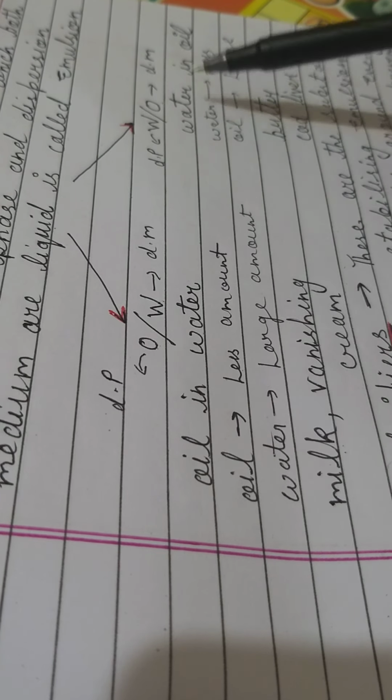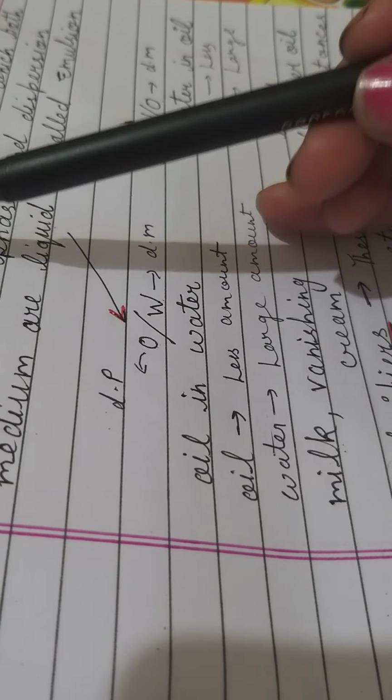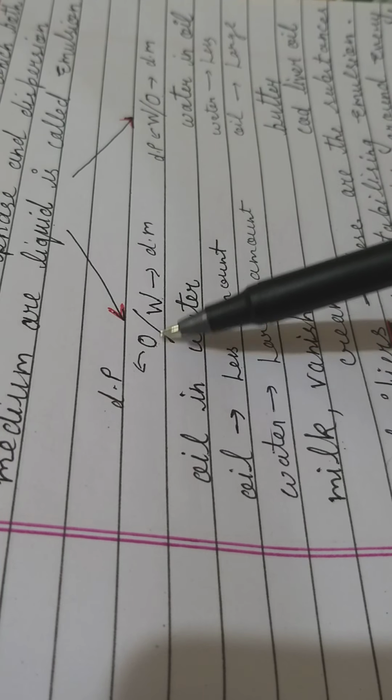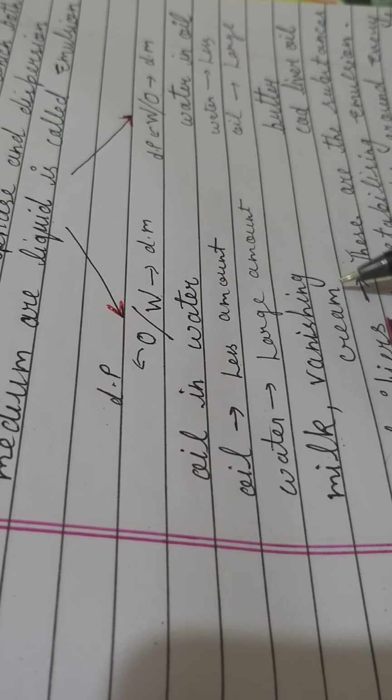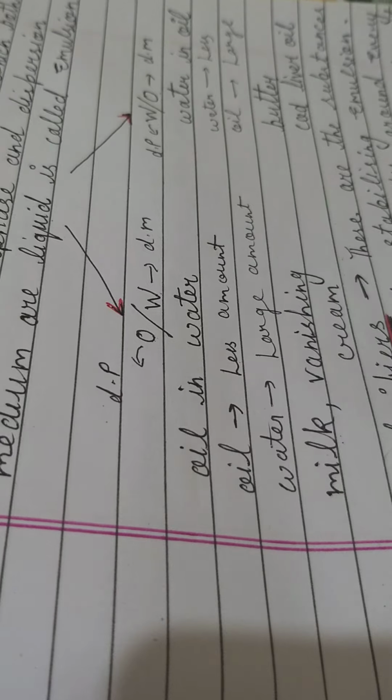One more example for water in oil is cod liver oil. This is the best example for water in oil. So I think you all have got it. Emulsion can be categorized in two categories: one is oil in water and the second is water in oil. Vanishing cream is also a best example for the oil in water type of emulsion.